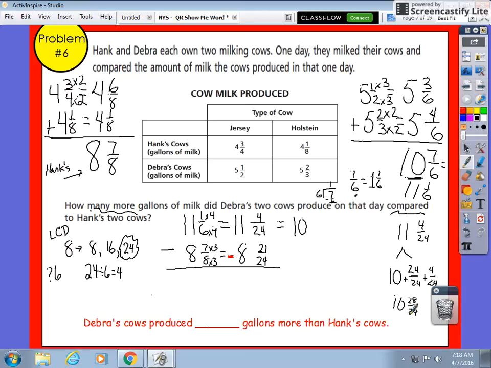Many of you know the little trick where you just add your denominator and your numerator, which is great. If you know that little shortcut, please use it. And remember, we are subtracting. Let's bring that over. And we have 8 and 21/24. Now we have enough 24ths to subtract. We do 28 minus 21. We get 7/24. 10 minus 8 is 2. So Deborah's cows produce 2 and 7/24 gallons more than Hank's cows.